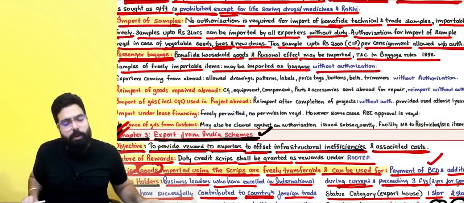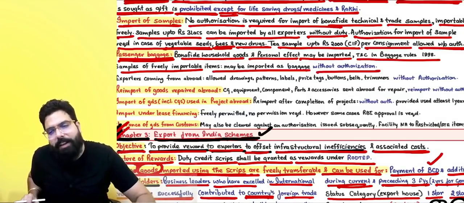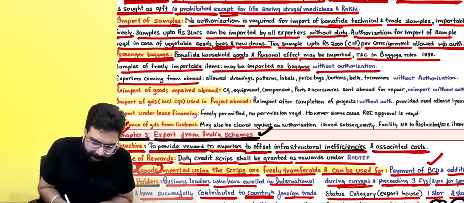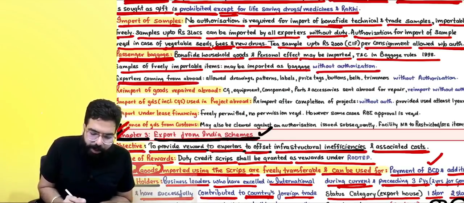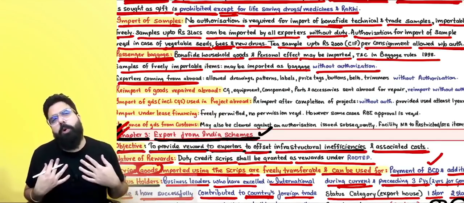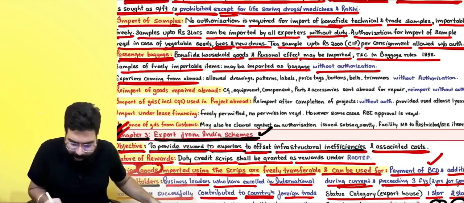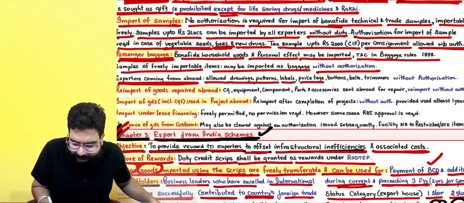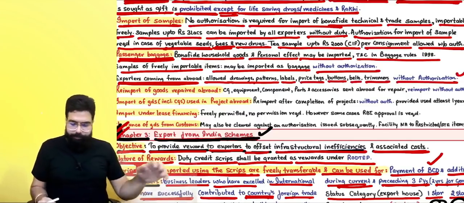For an example, you went abroad and you are coming back, then you can get samples in your bags also. Then an exporter can come from abroad. So if I am an exporter coming from abroad, I am allowed to carry drawings, patents, labels, price tags, buttons, belts, trimmers without any authorization.